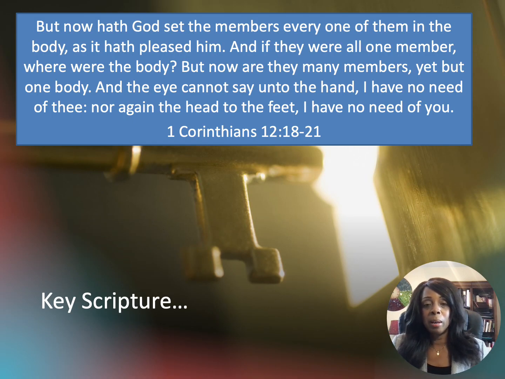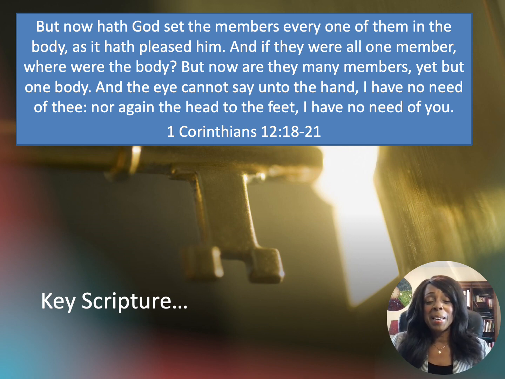So one of the things that I love is this key scripture. It says, "But now hath God set the members, every one of them, in the body, as it hath pleased him. And if they were all one member, where were the body? But now are they many members, yet but one body. And the eye cannot say unto the hand, I have no need of thee, nor again the head to the feet, I have no need of thee."